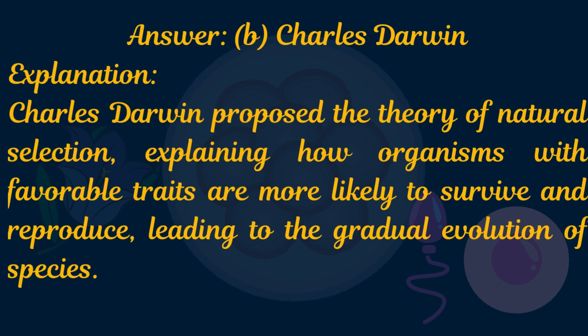Explanation. Charles Darwin proposed the theory of natural selection, explaining how organisms with favorable traits are more likely to survive and reproduce, leading to the gradual evolution of species.